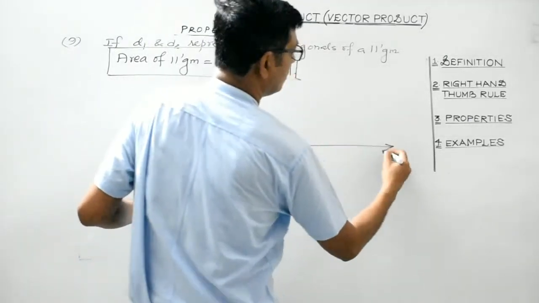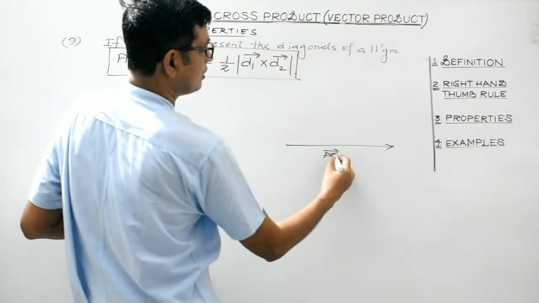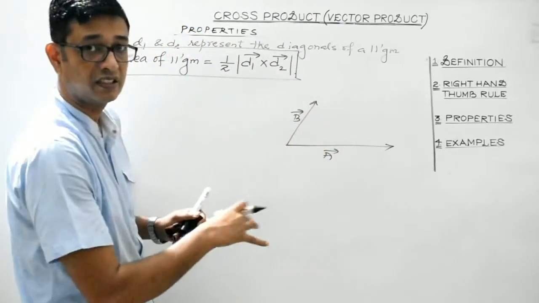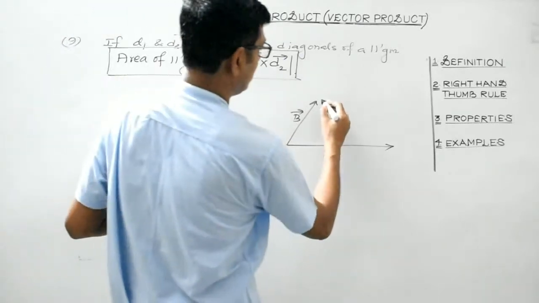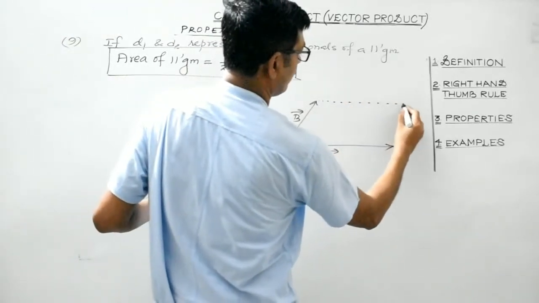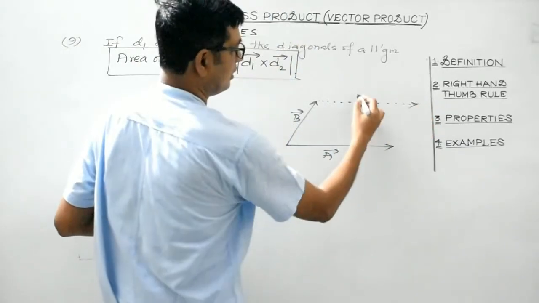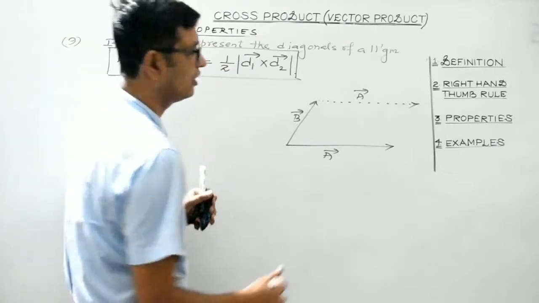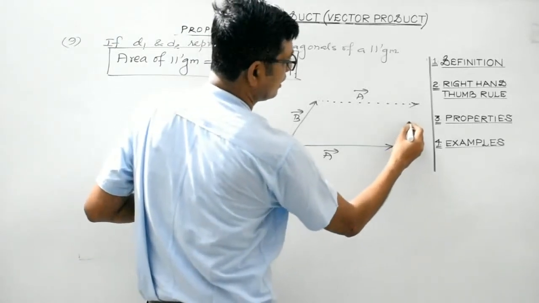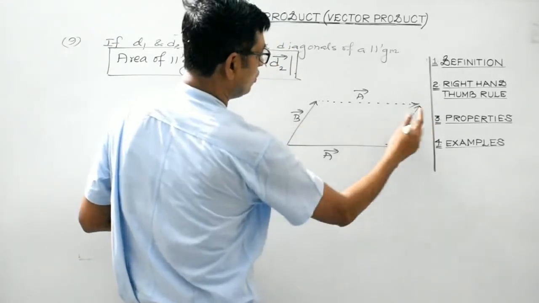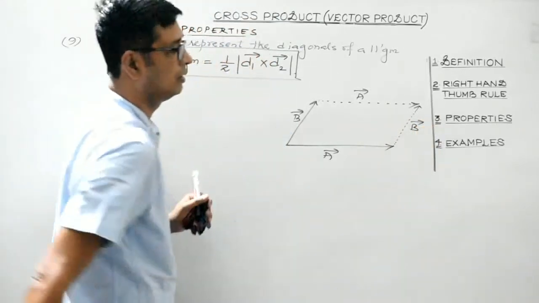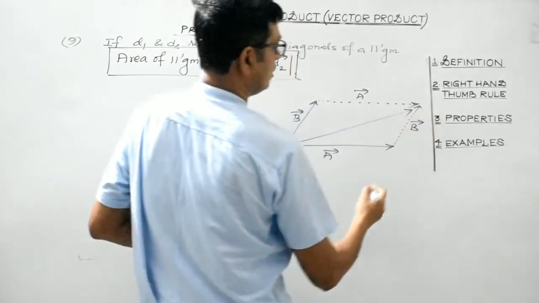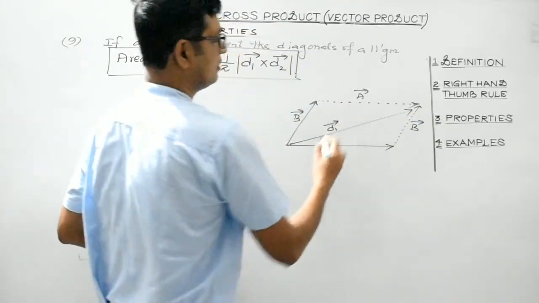Let's consider a parallelogram. Suppose this is A vector. Let us consider this to be B vector. Let's complete the parallelogram, right? This is the opposite side, they are equal. This is A vector. Don't forget to mention that arrowhead, it's absolutely mandatory to draw the arrowhead. These two are equal, so it is also B vector. This is one of the diagonals. Suppose this is D1 vector.